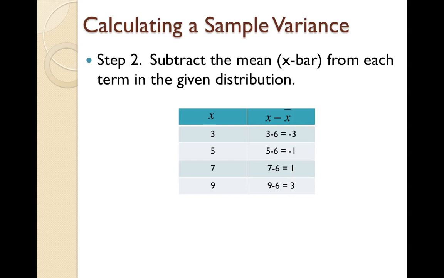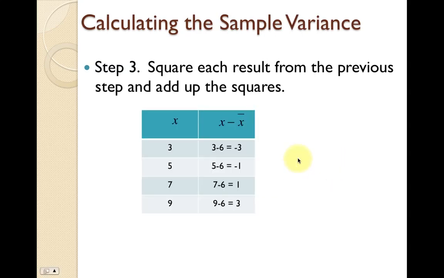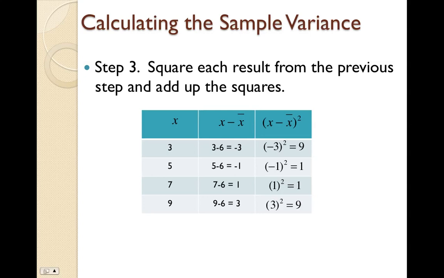We're going to then, next column, square each of the results from the previous step and add up all the squares. So when you square negative 3, you get a positive 9. You'll put that answer here. Square a negative 1, you get a positive 1. Put that answer here. Square 1 is a positive 1. Put it here. Square 3, that's a positive 9. Put your answer here. And so your next column looks like that. 9, 1, 1, and 9.